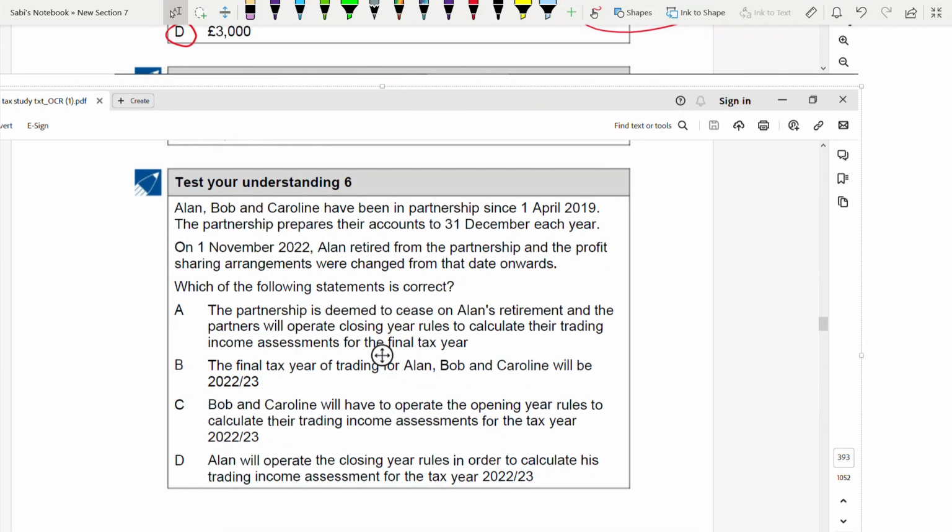Here you need to read. Alan, Bob and Caroline were in partnership since 1st April 2019, preparing accounts to 31st December each year. On 1st November 22, Alan retired from the partnership and profit shares changed. Which of the following statements is correct? A: The partnership is due to cease on Alan's retirement and the partners will operate the closing year rule to calculate the trading income for the final tax year. Is it correct? This is wrong.